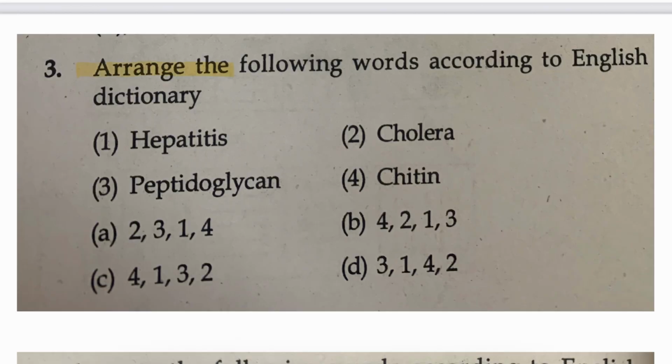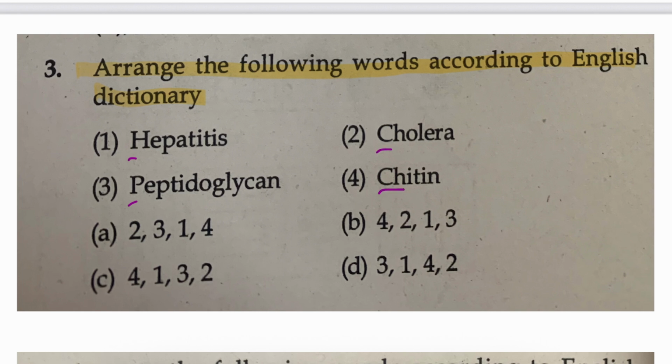Question number 3. Arrange the following words according to the English dictionary. As you know, the dictionary follows the alphabetical series. That is the first thing you need to remember. The first word we can get: H and P will come later in the alphabetical series, so the first one will be C here.